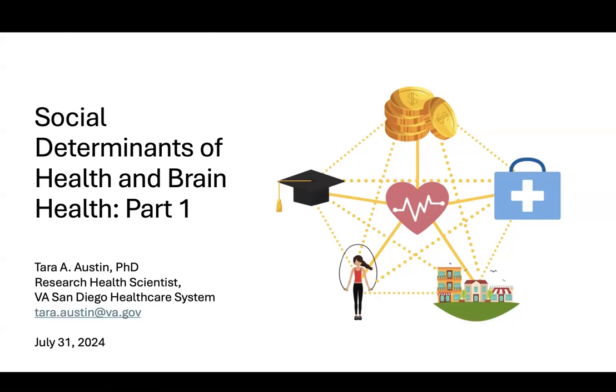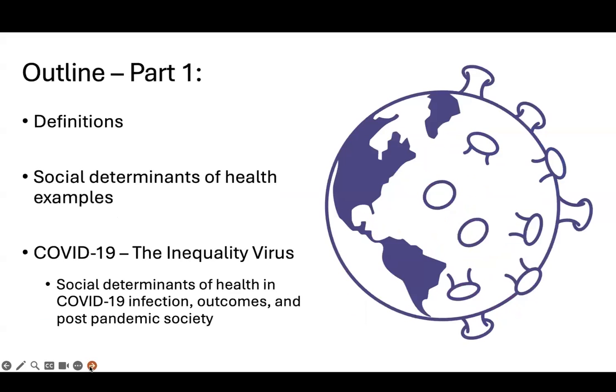Today I'm going to be talking about social determinants of health and their relationship to brain health. Today will be part one of two parts. This first part will start by going over some brief definitions, talking about social determinants of health and examples of these, and then applying this information to the COVID-19 pandemic, which has been called the inequality virus due to the changes in social determinants of health.